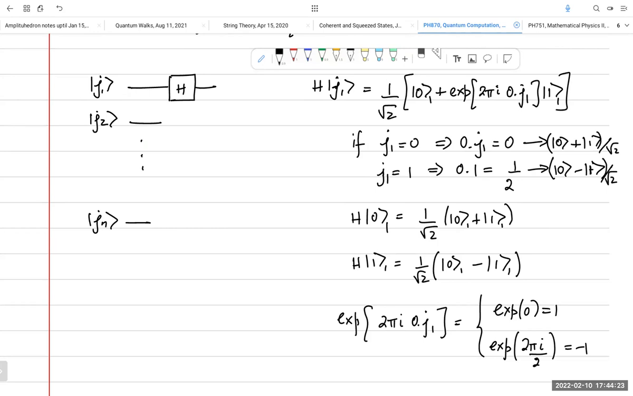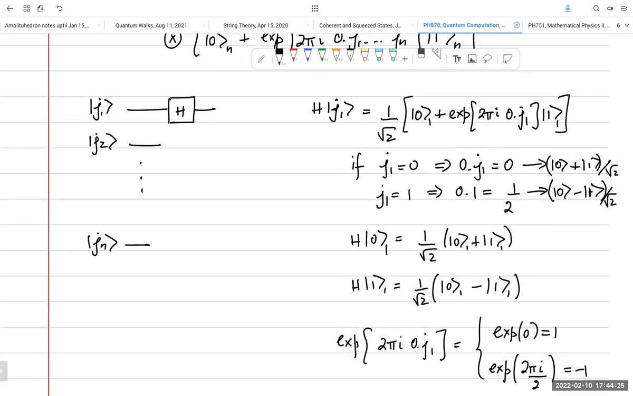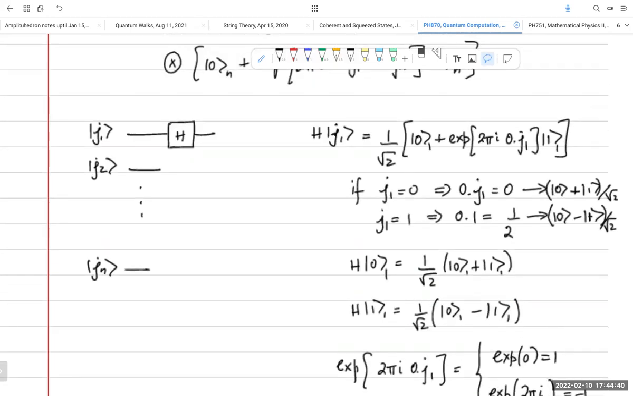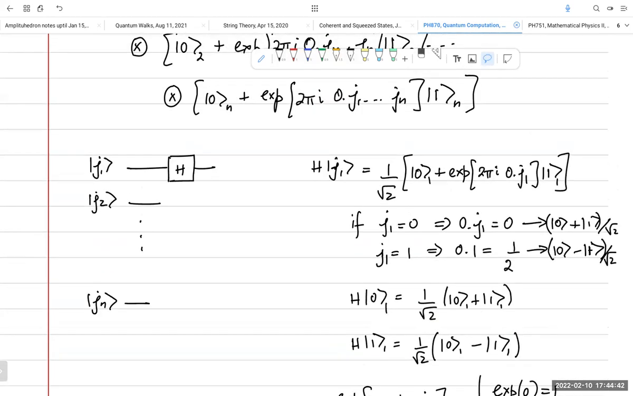So I have two cases. j1 can either be 0 or 1. In the first case, the Hadamard should give me the plus state. In the second case, it should give me the minus state. What I am showing you is that both of these can be written in this compact way.